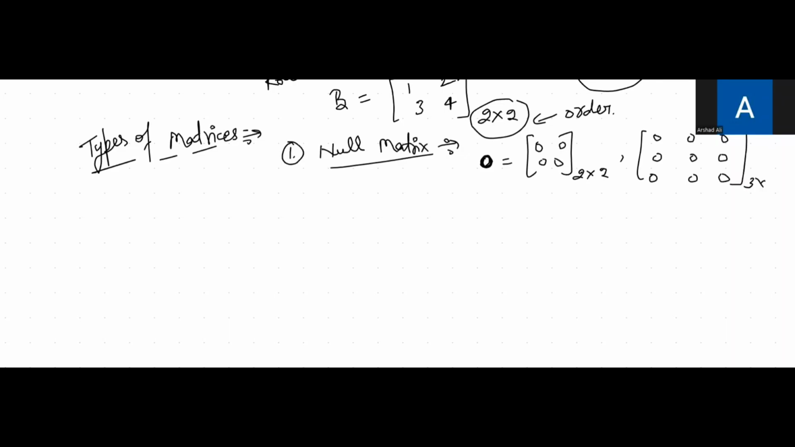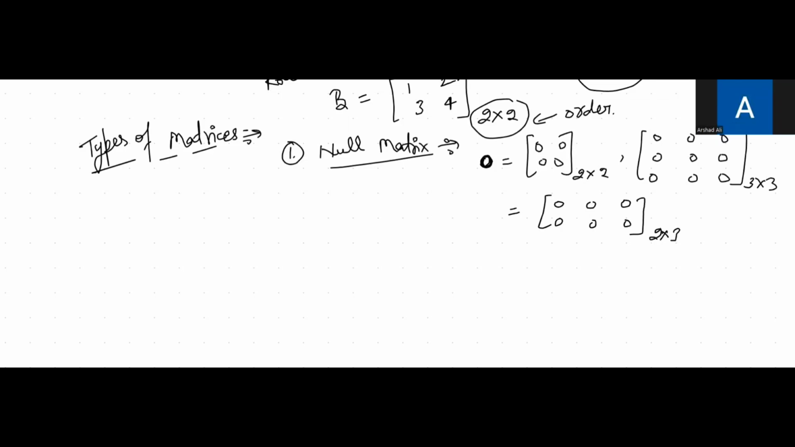Here we have 3 rows, 3 columns. Another example we can take is six zeros. It is also a null matrix, of 2 cross 3. Here we have 2 rows and 3 columns: first column, second column, third column. So it is a null matrix.